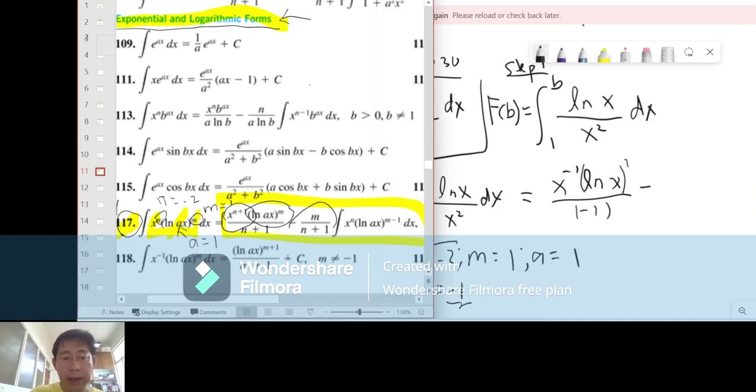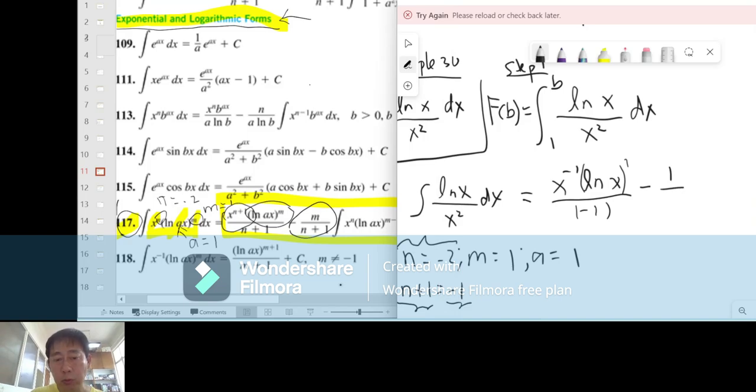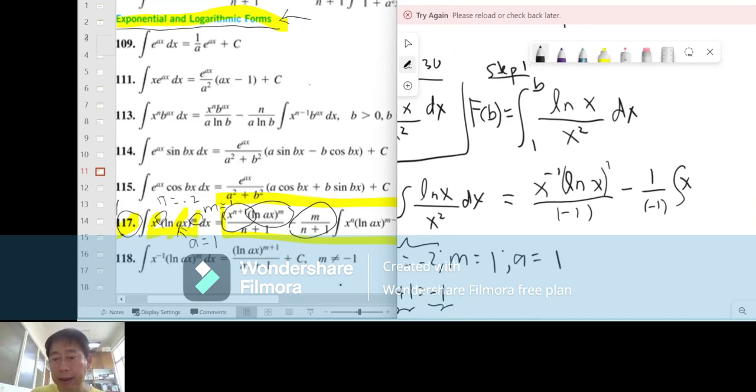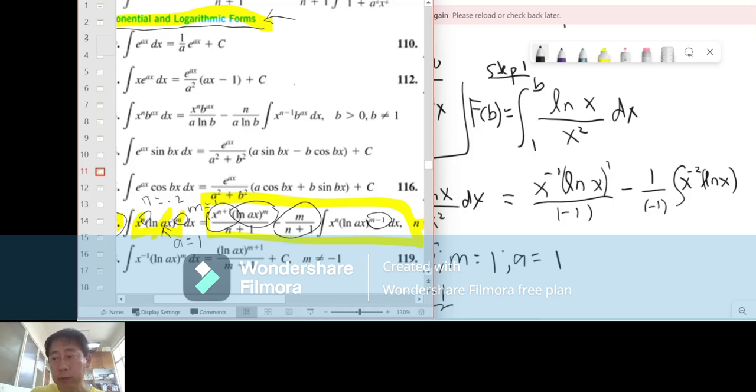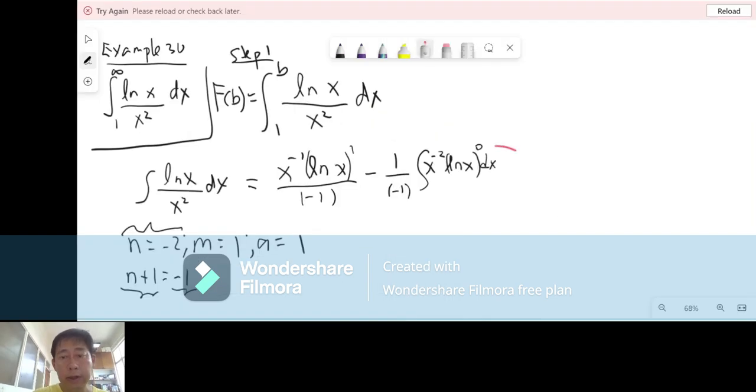I have minus m over n plus 1, which is 1 over minus 1, times the integration of x to the power of n, which is minus 2, times ln x raised to the power of m minus 1, which is just 0. So here I have completed writing down the results provided by the integral table. And let me tidy up my expressions. The first term here would be simply minus ln x over x, while this term of ln x raised to the power of 0 refers to 1.